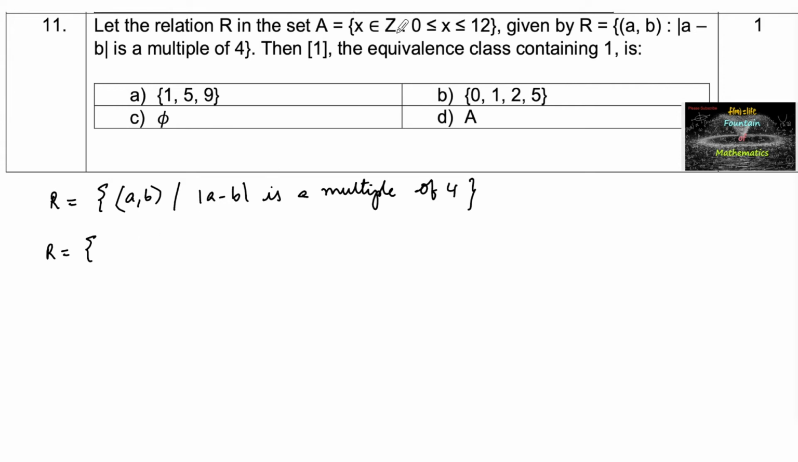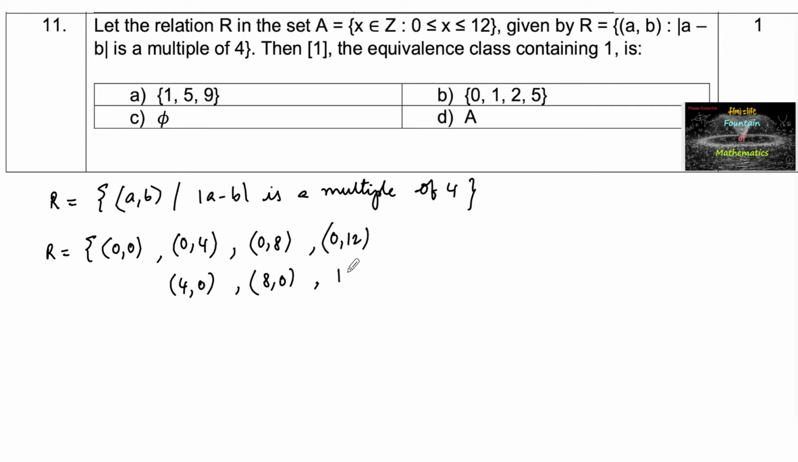So since x belongs to integer from 0 to 12, we can take the ordered pairs like 0 comma 0, 0 comma 4 because mod of a minus b is a multiple of 4, and even 4 comma 0 we can consider, 0 comma 8 and even 8 comma 0, next 0 comma 12 or 12 comma 0.